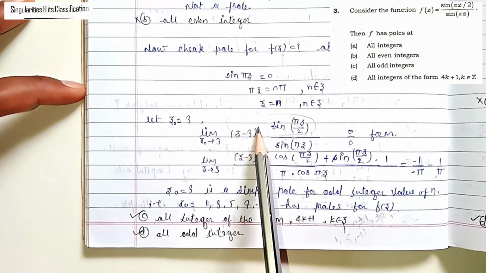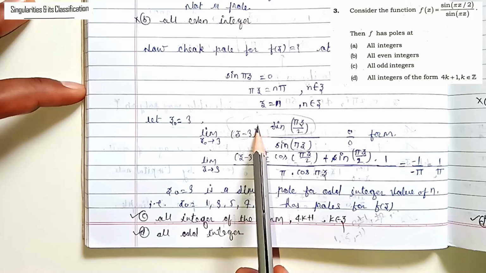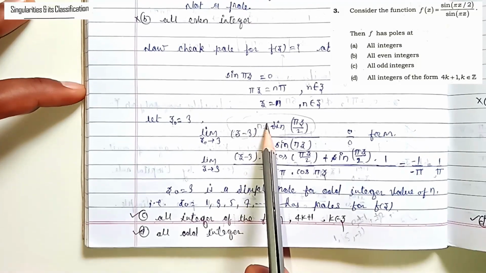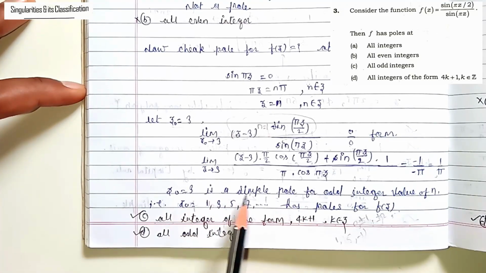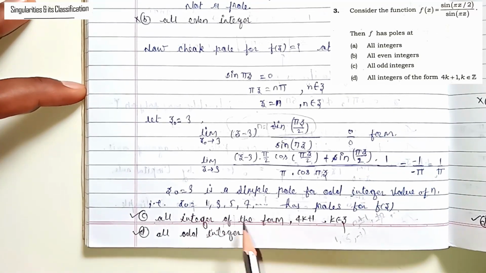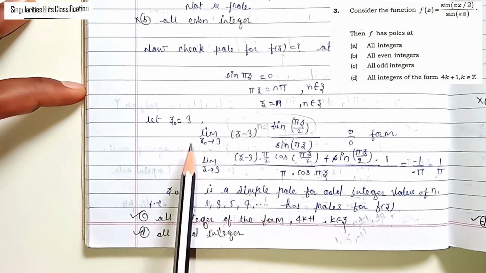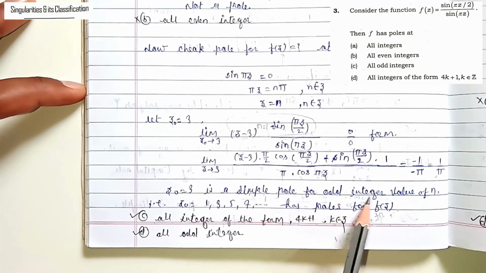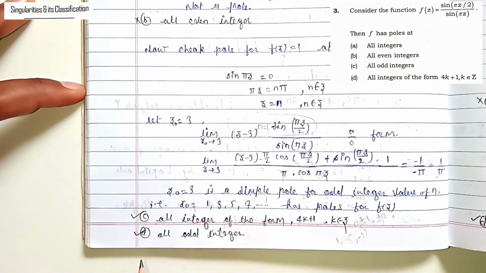Simple pole means the order of that pole is given by the power of (z − z₀), which here is the value of n. If n is equal to 1, then we say the pole is of order one, a simple pole. So z₀ is a simple pole for odd integer values. If we consider z₀ = 1, 3, 5, 7, it always gives us a pole. So option D is true: for all odd integers our function gives us a pole.